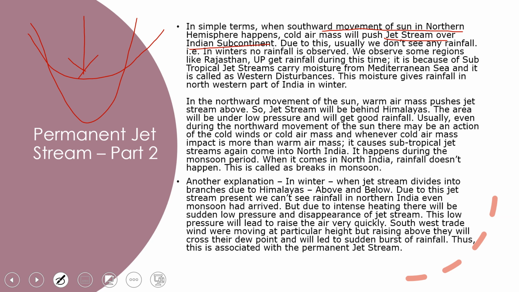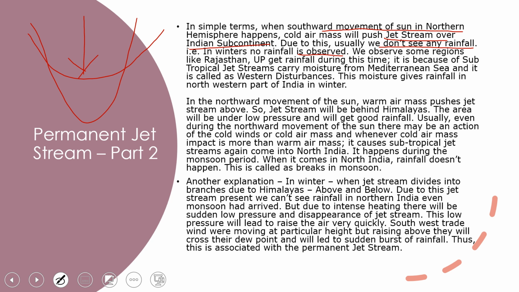Due to this, usually we don't see any rainfall. That is, in winters no rainfall is observed. The other, that is, some parts of the area will receive rainfall in the winter because of the retreating monsoon, okay, but not because of the jet stream.